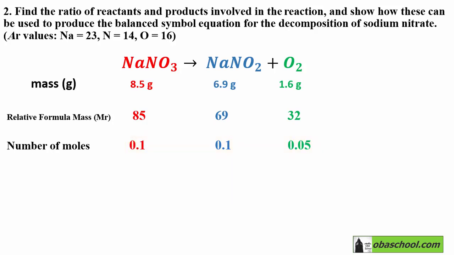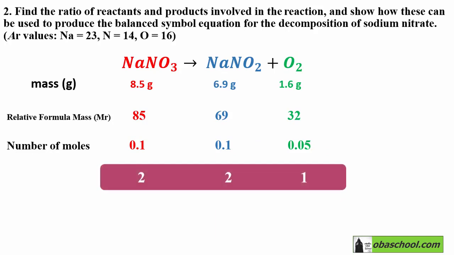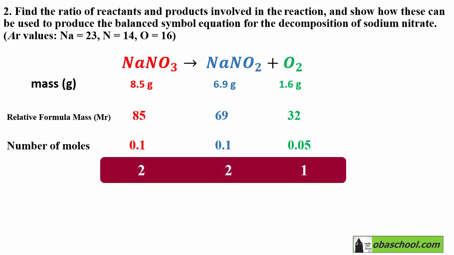Now let's find the ratio. We will divide the ratio by the smallest number. So 0.1 divided by 0.05 is 2. For sodium nitrite, 0.1 divided by 0.05 is 2 as well. And for oxygen, 0.05 divided by 0.05 is equal to 1. So the simplest ratio will be 2, 2, and 1.